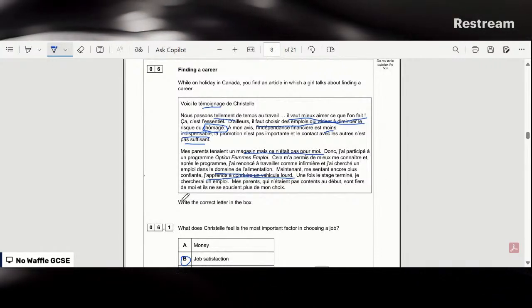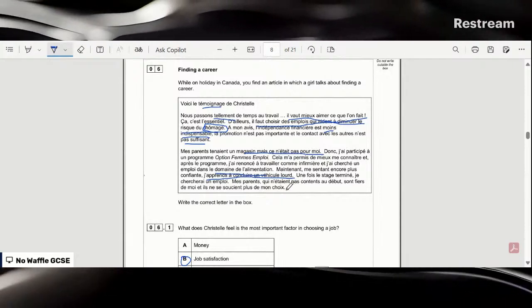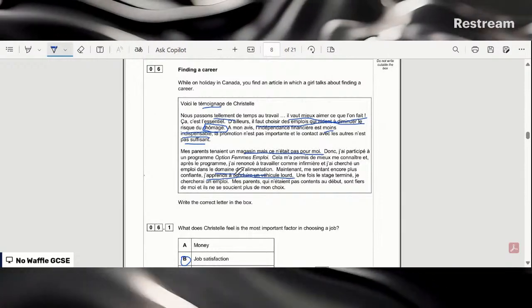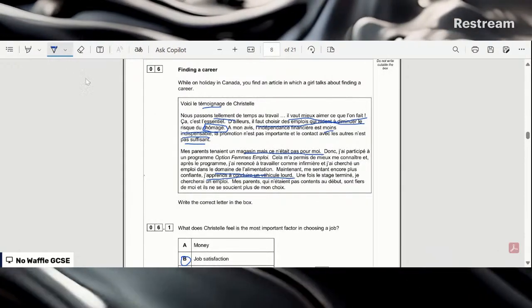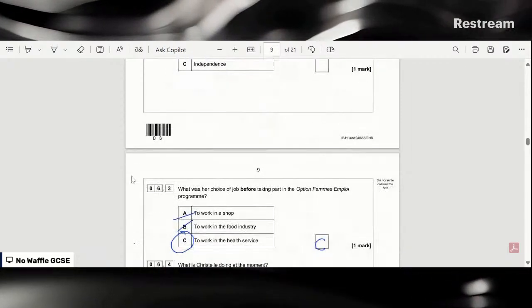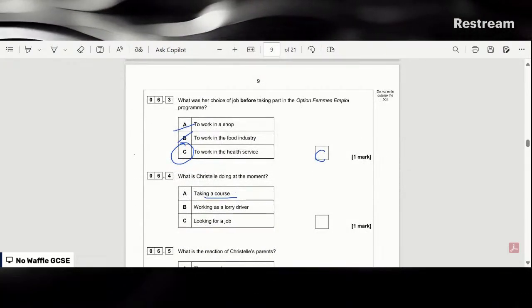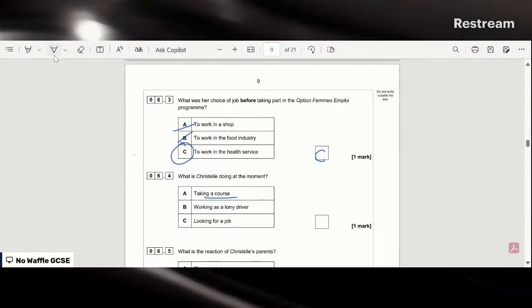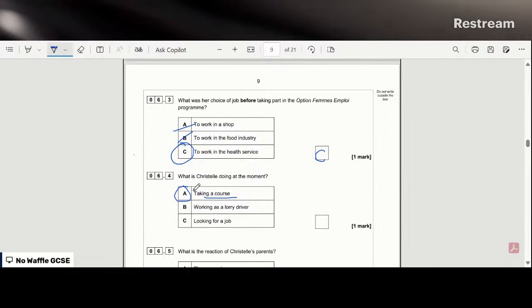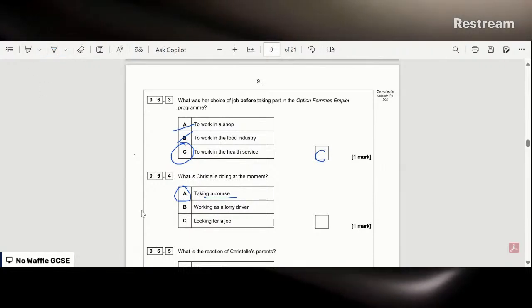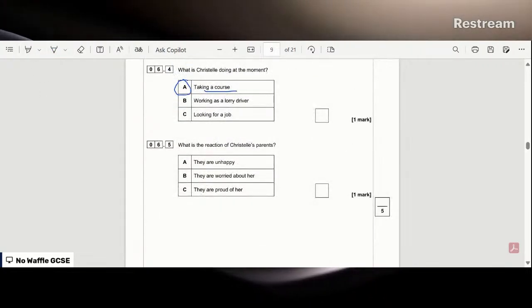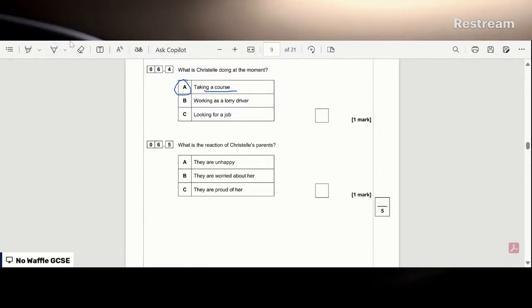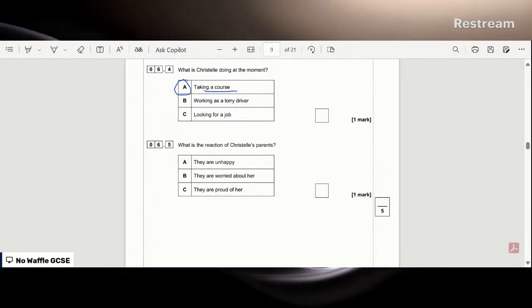Mes parents, qui n'étaient pas contents au début, sont fiers de moi et ils ne se soucient plus de mon choix. So parents weren't happy with her choice. So it seems that she was initially taking a course. She wasn't working as a lorry driver, she was taking a course. What is the reaction of Christelle's parents? They're unhappy, they're worried about her, or they're proud of her. So let's just go back to that and see.